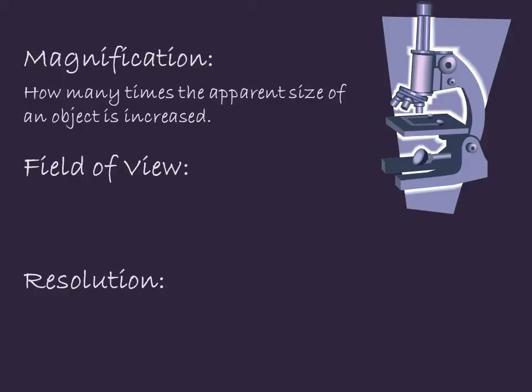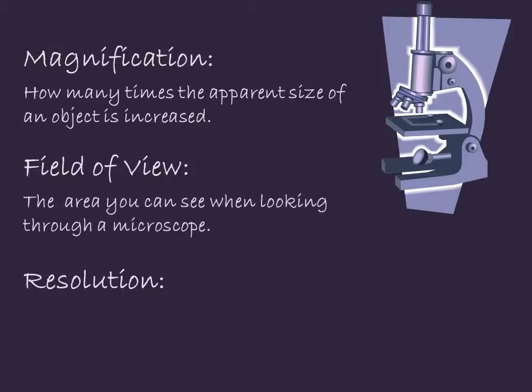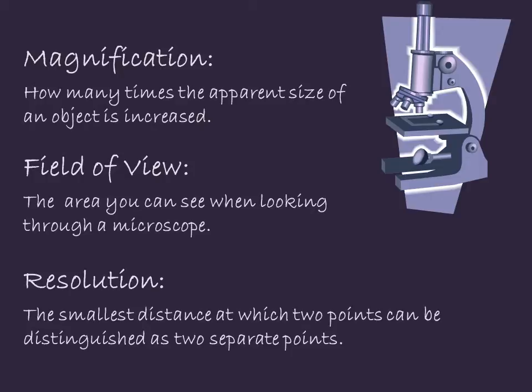Magnification refers to the apparent size of an object that you're seeing, the image of that object, how many times it is increased. Field of view refers to which area of the slide you can see at any given time when looking through the microscope. And resolution refers to the smallest distance that 2 points can be apart from each other, and it will still permit you to see them as two separate points. For humans, it's 200 micrometers, so that's pretty small.